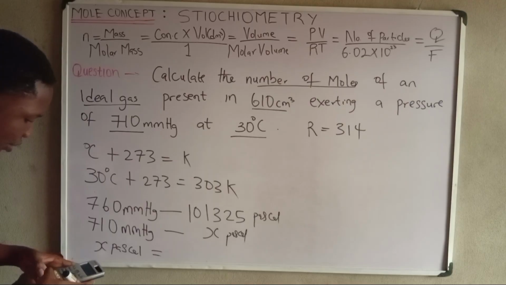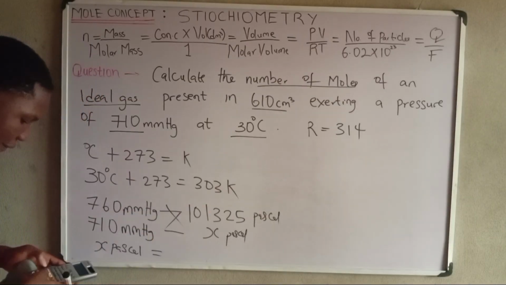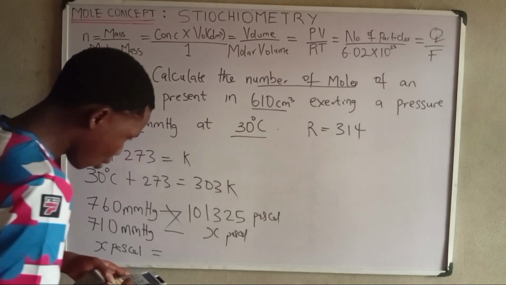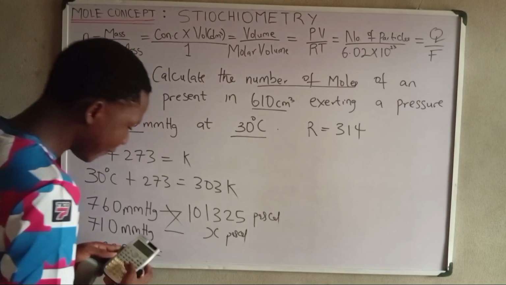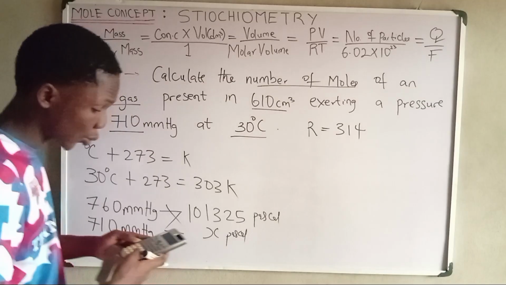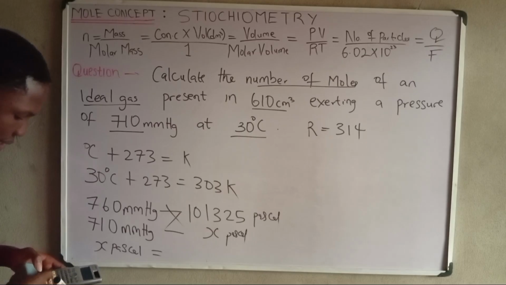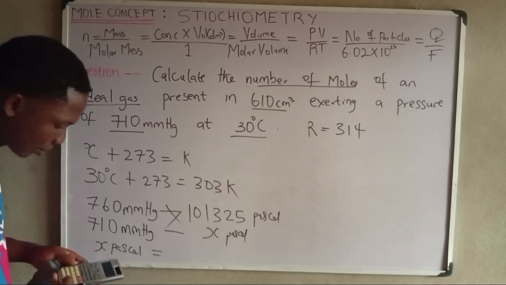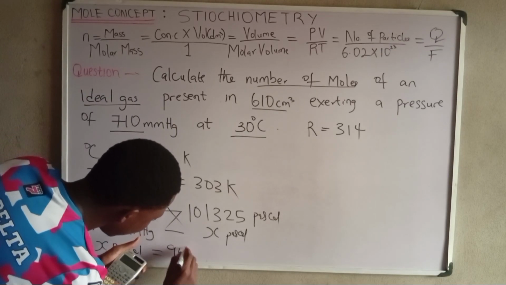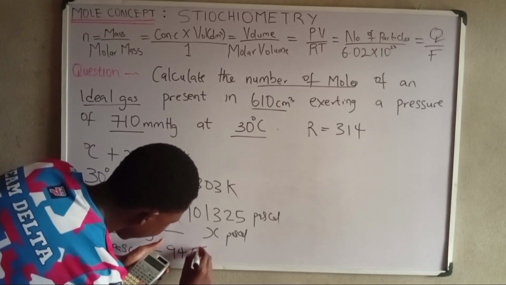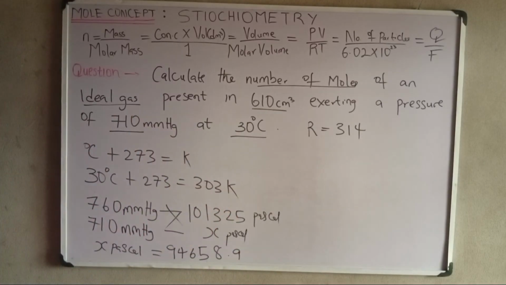We say what? 710, sorry. Remember it's cross multiplication, right? So this times this. 710 multiplied by what? 101,325. It will give us a very huge amount. Hope you are punching your calculator also. Now we just divide this amount by what? This guy here, 760 millimeter mercury. Now the value for our Pascal is what? 94658 point what? Approximately 0.9 Pascal.